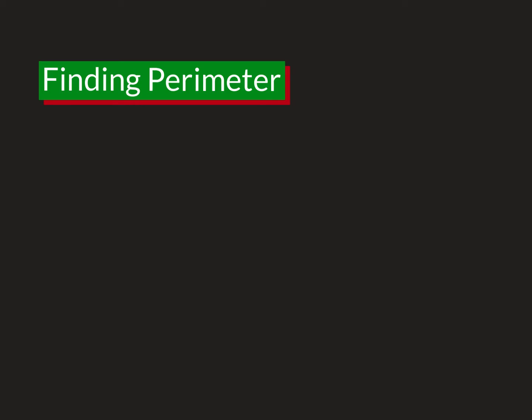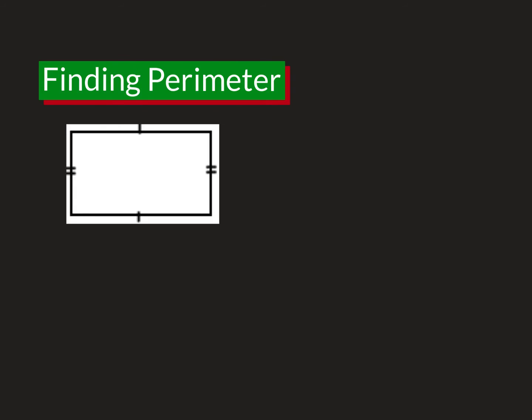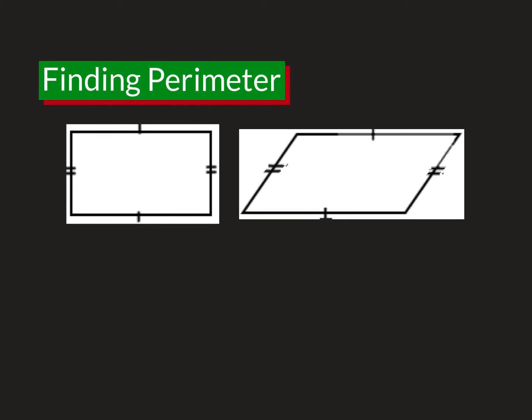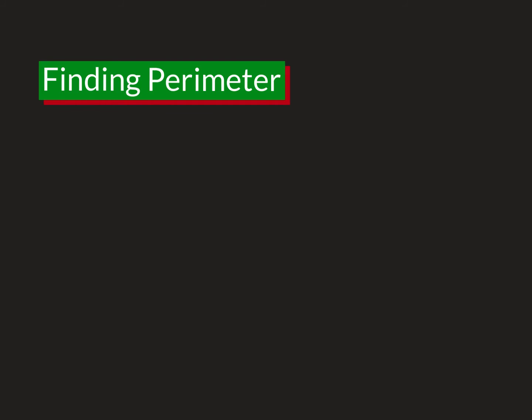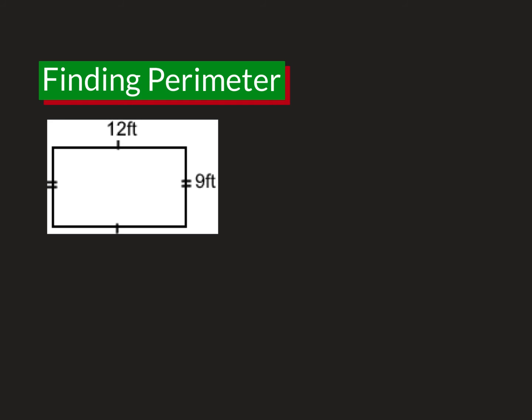Some other shapes also have sides in common. A rectangle and parallelogram both have equal opposite sides. A kite shape also has 2 sets of equal sides. Here's an example. A rectangular room has a length of 12 feet and a width of 9 feet. These 2 sides are equal, and these 2 sides are equal.